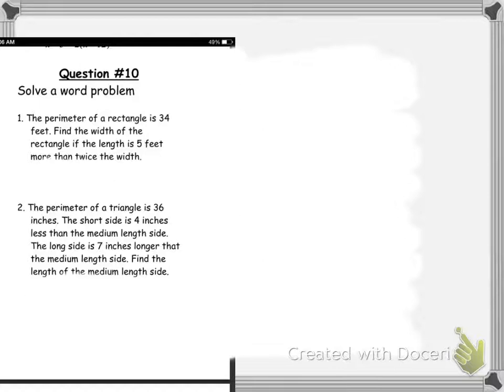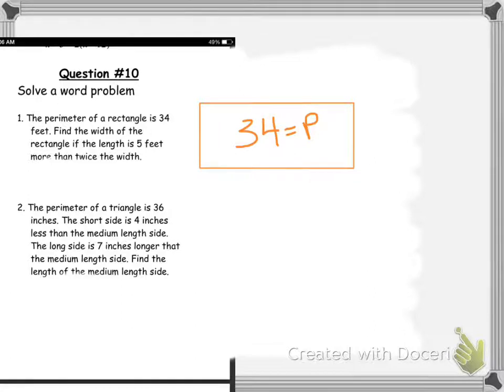All right. So my first problem reads, the perimeter of a rectangle, and I actually will stop right there and draw my standard rectangle. Now the perimeter is 34 feet. I like to put that 34 right in the middle. I know it means perimeter. You can write P equals the perimeter if you like. Find the width of the rectangle if the length is 5 feet more than twice the width. So we're supposed to find the width given certain information that they give us in the word problem.